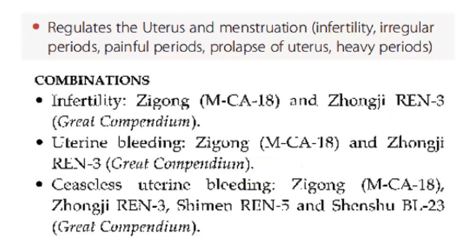So again, this point regulates the uterus and menstruation, which is good for infertility, irregular periods, painful periods, prolapse of uterus, and heavy periods. In combination with other points: for infertility, Zigong is combined with REN3. For ceaseless uterine bleeding, Zigong can also be used in combination with REN3, REN5, and bladder 23.